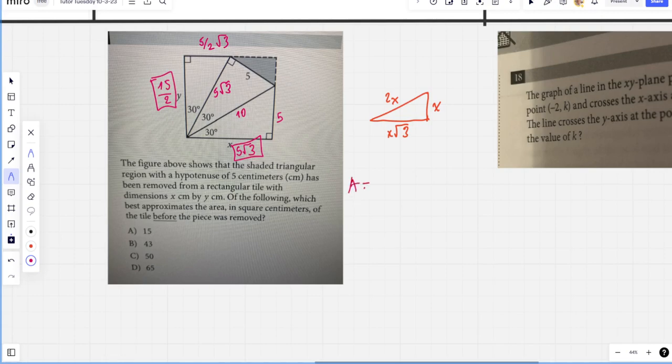And the area of a rectangle is just the side lengths multiplied by each other, so it's x times y. So before that tile was removed, the area was 5 root 3 times 15 over 2. Who's got a calculator? 5 square root 3 times 15 over 2 is about 65. So actually, not very bad at all if you apply your 30, 60, 90 triangle rules.